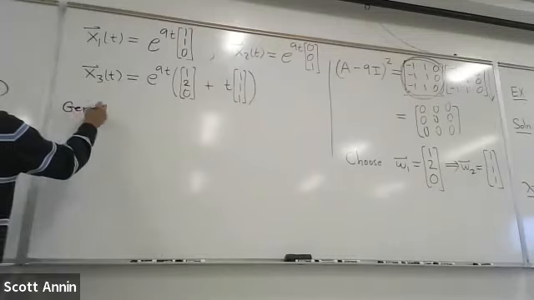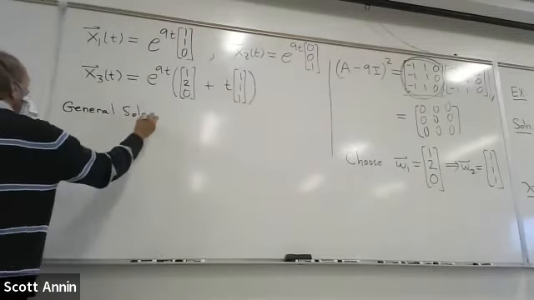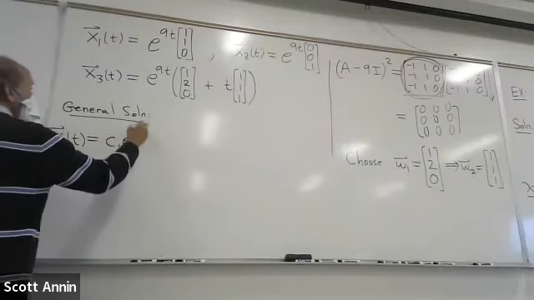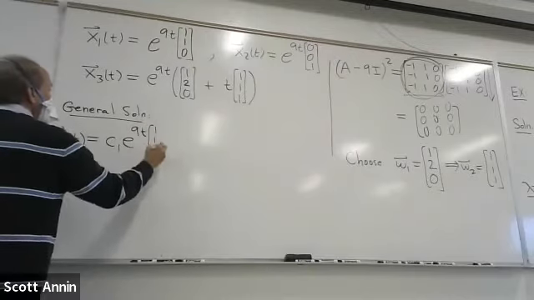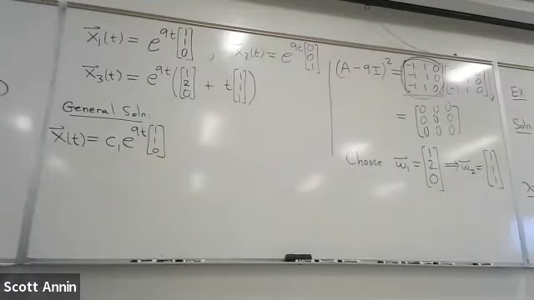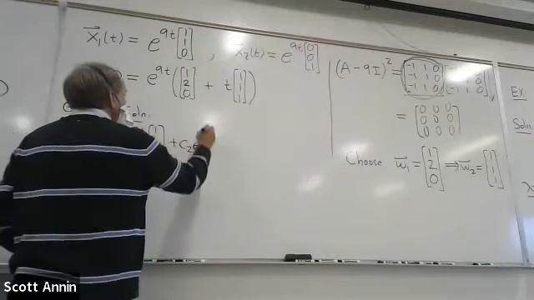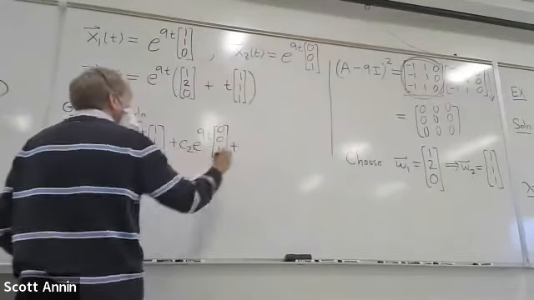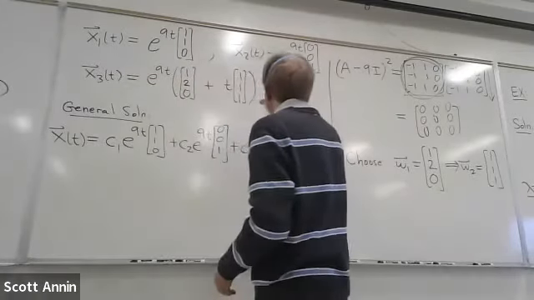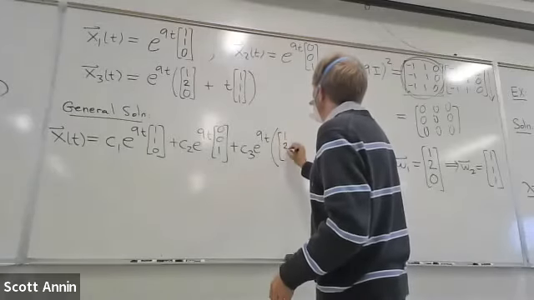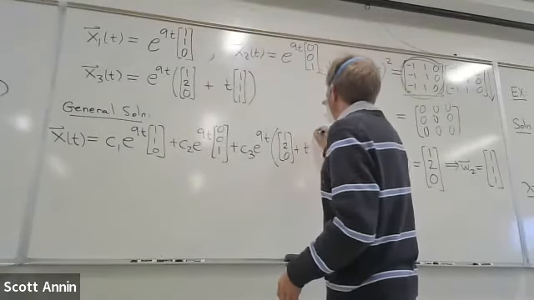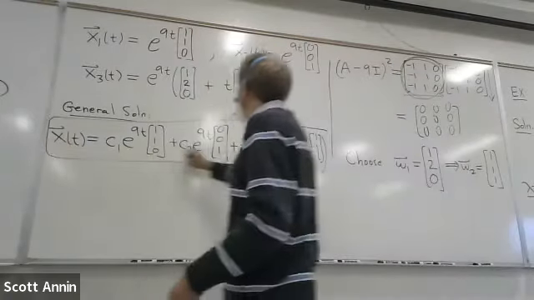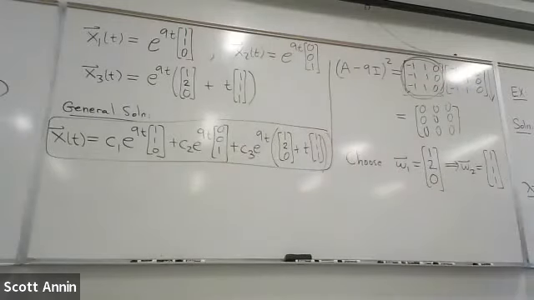the final thing we need to write down then is the general solution to this problem, which would just be x of t equals C1 e to the 9t times (1, 1, 0), plus C2 e to the 9t times (0, 0, 1), plus C3 e to the 9t times the vector (1, 2, 0) plus t times (1, 1, 1). That would be the answer. That makes sense?